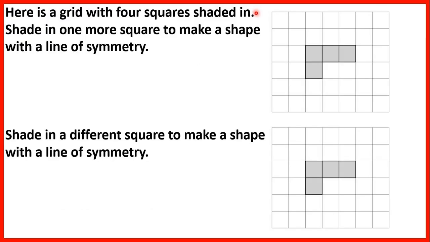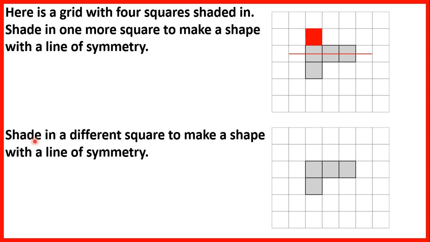Here is a grid with 4 squares shaded in. Shade in one more square to make a shape with a line of symmetry. Remember, a line of symmetry is where you can draw a line down the middle of the shape and have the same reflected on both sides. So we could shade in this square here, because that way we can draw our line of symmetry down the middle, so horizontally, and then we have the same shaded in on both sides.